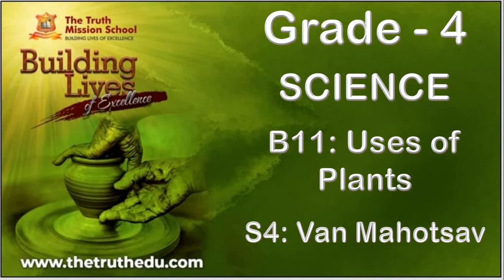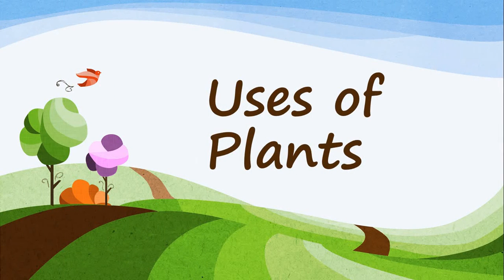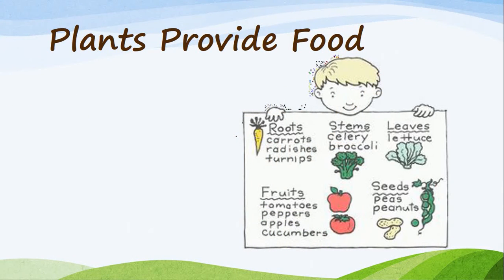Good. Now we are learning block 11, uses of plants. Let's take a look at previous topics. In this block, we learned about plants provide food, other uses of plants, animals depend on plants. First, plants provide food. Many things we get from plants to make our dishes.